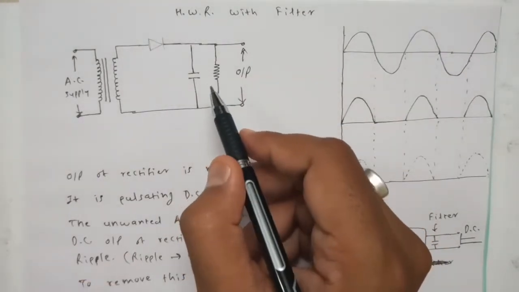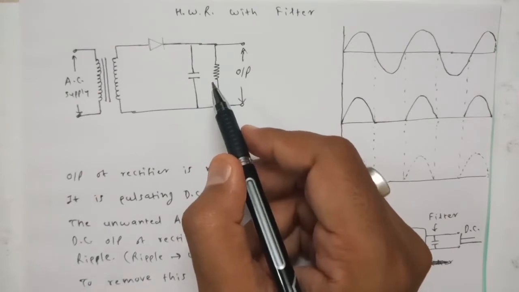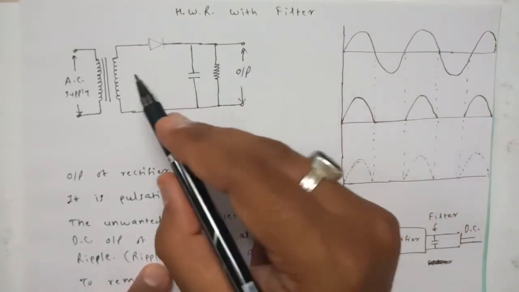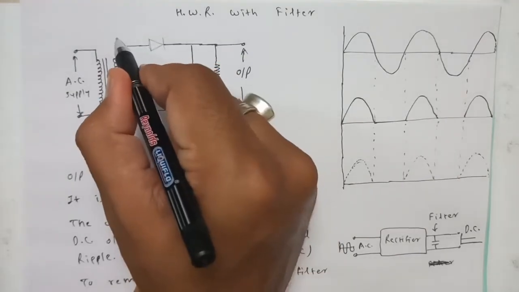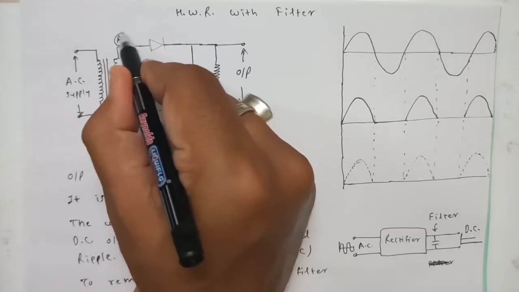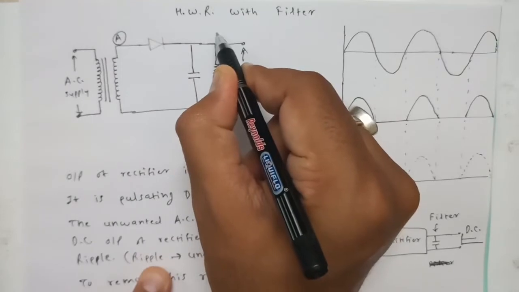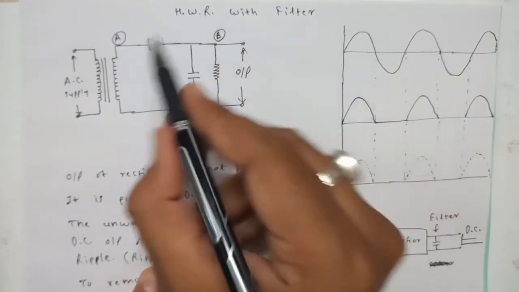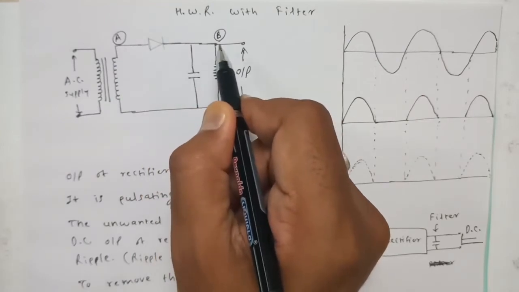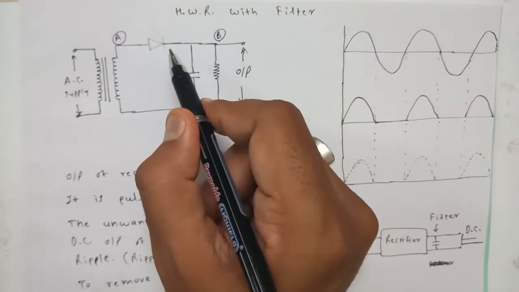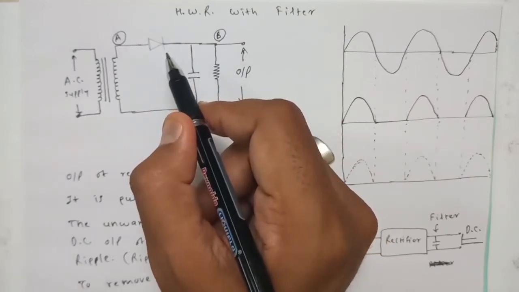Now let us understand the working of this. Let us say this is point A and this is point B, right? When the potential at point A is more, the diode will be forward biased. When the potential at point B is more, the diode will be reverse biased. With this simple concept, we will proceed.